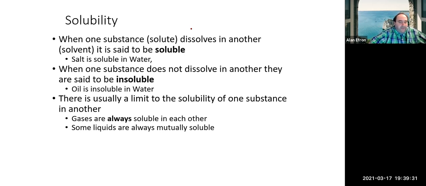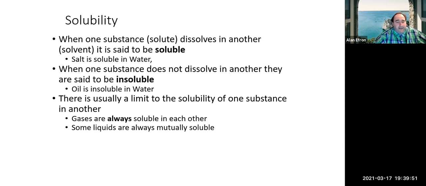Gases are always soluble in each other, but that's because they're constantly flying around. As the gases fly around, they're constantly mixing with each other, which means they are constantly soluble in each other. That's just the presence of the gases as they fly around, mixing with one another.